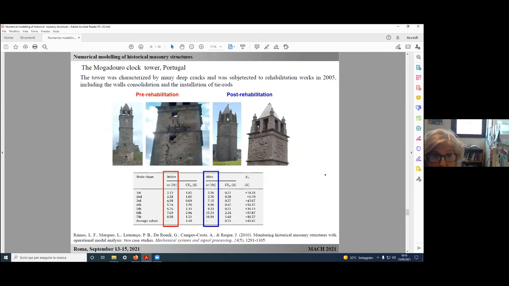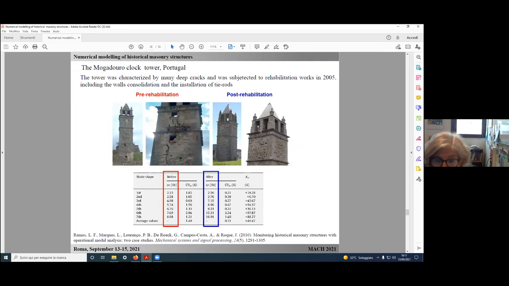Lastly, we show you the results of this study on the Mogadouro clock tower in Portugal conducted by the University of Minho. The tower was characterized by many deep cracks and was subjected to rehabilitation works in 2005, including wall consolidation and installation of tie rods. So you can see here the frequency of the tower before the rehabilitation and after the rehabilitation.